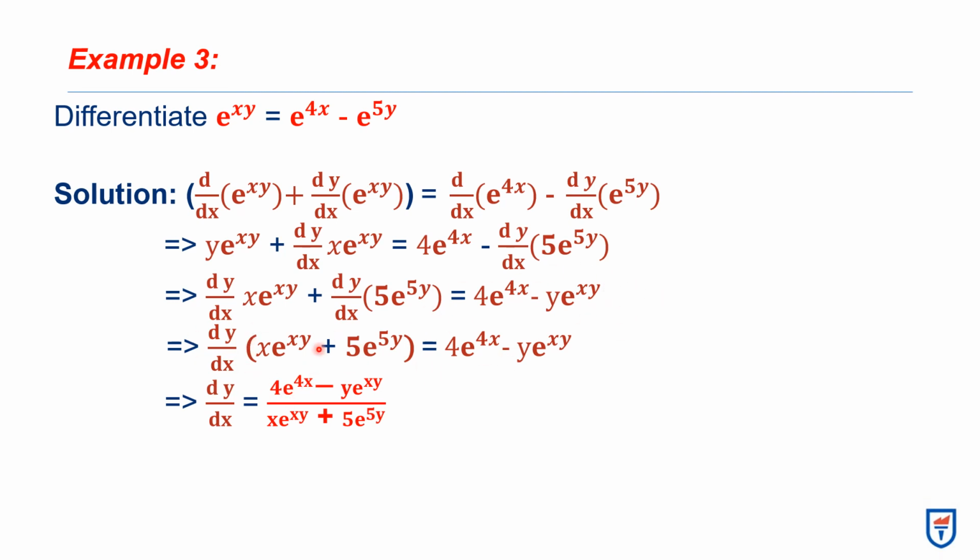To make dy/dx the subject of the formula, we need to divide each and every side by x e^(xy) plus 5e^(5y). We divide each side. When you divide on the left side, we're left with dy/dx, and on the right side we have our result: dy/dx equals 4e^(4x) minus y e^(xy), divided by x e^(xy) plus 5e^(5y), as the derivative of our implicit function.